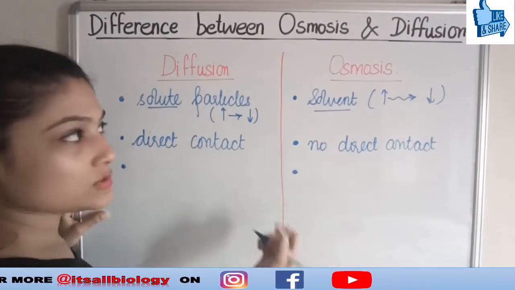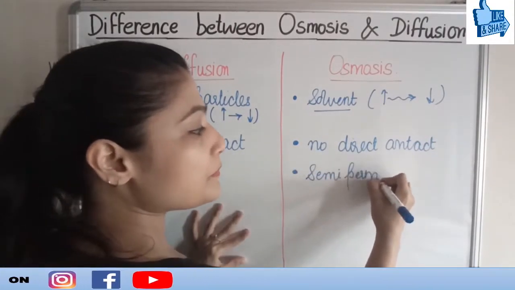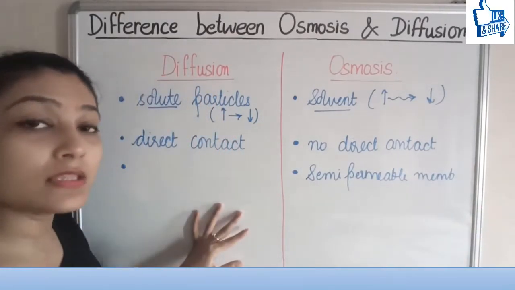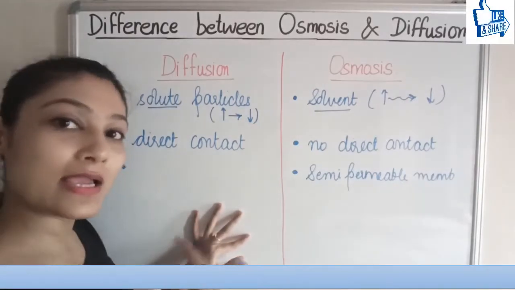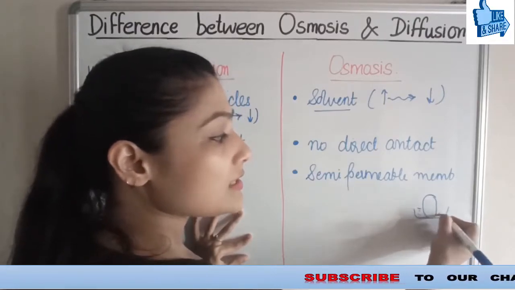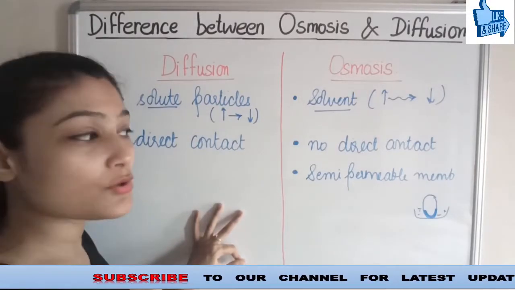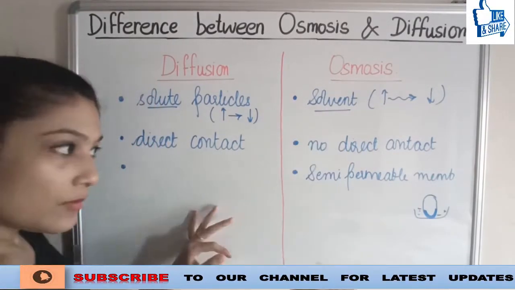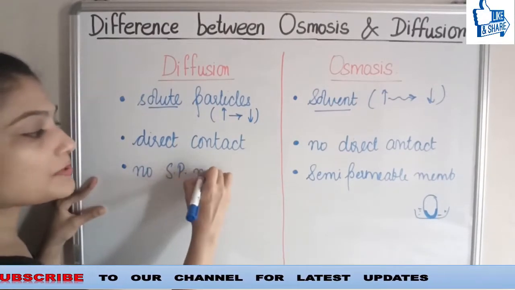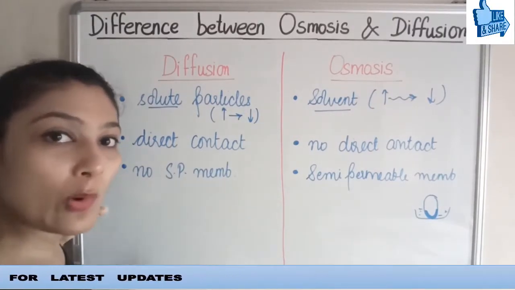In osmosis, we discussed that there is a semi-permeable membrane which is present between the two solutions. Inside and outside there is a membrane. Suppose this is a cell, this is a beaker with some solution, then the membrane is going to play an important role in osmosis. If I talk about diffusion, there is no semi-permeable membrane which is required in this case.